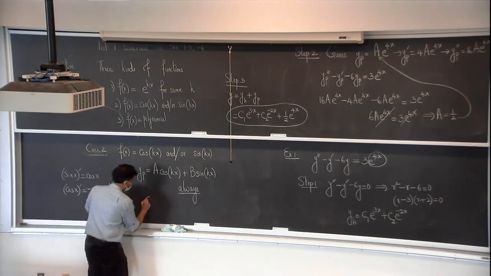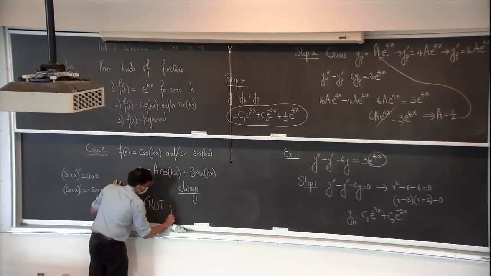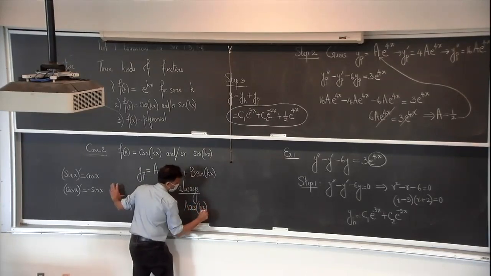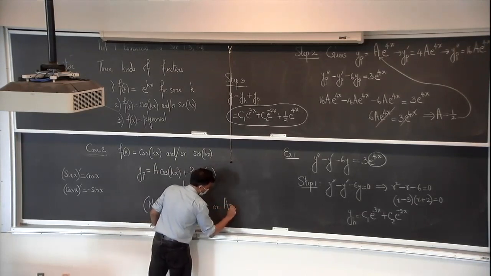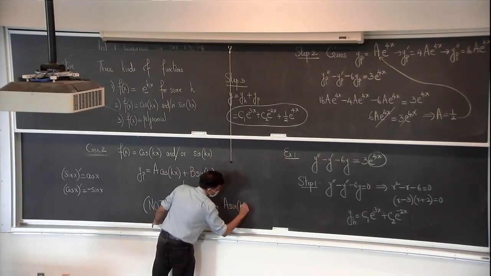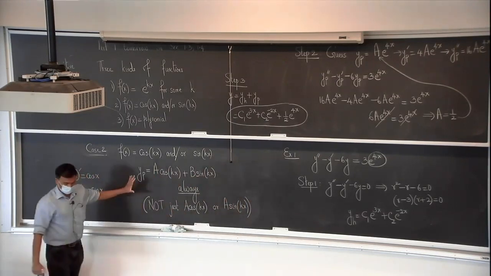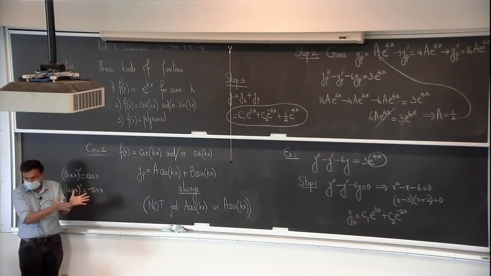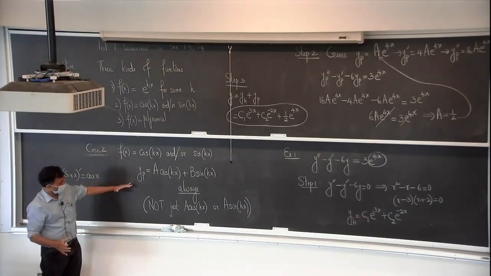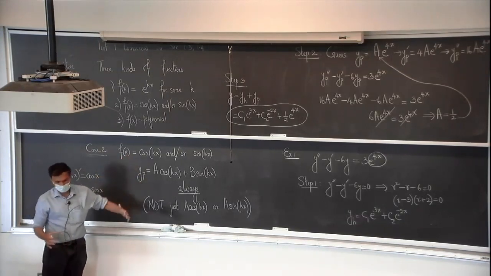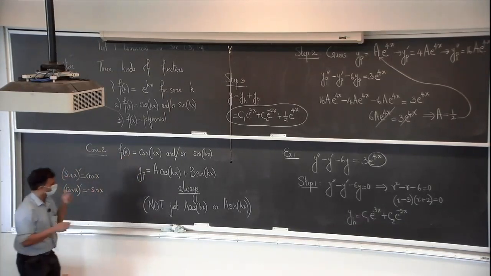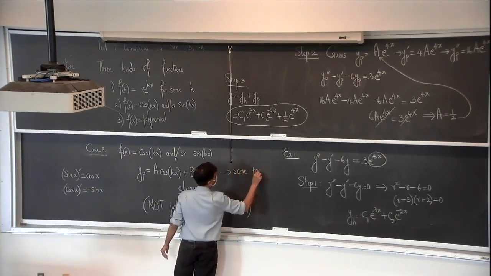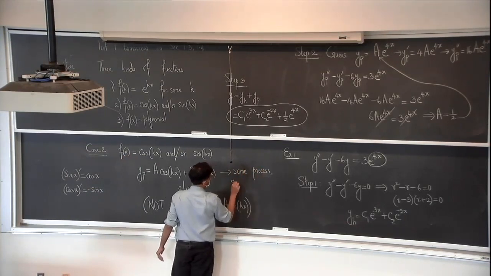So it's not just a cosine kx or a sine kx. Just keep this in mind. This is the only place where some students tend to forget that you have to do both and not just one of them. But the process is still the same. Just go and plug it in and solve for A and B. Same process. Solve for A and B.